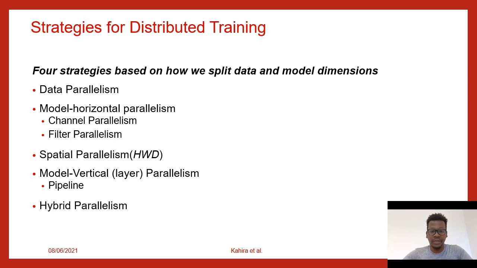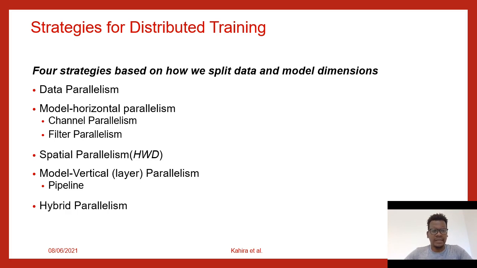So the first one, of course, is data parallelism. Data parallelism involves splitting data on the batch size. So you have different batches going to different GPUs. And then we also look into model horizontal parallelism, and this generally involves 2 things. One could be splitting the channels, or splitting the filters, as I will show in a short while.